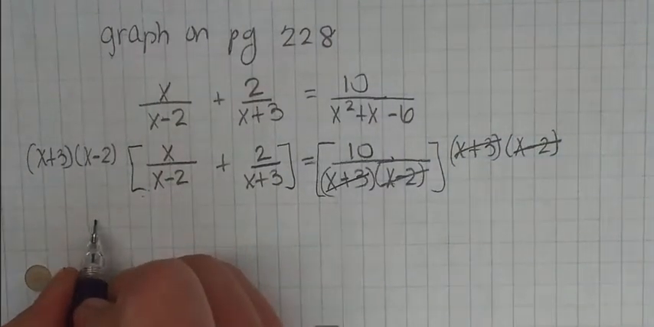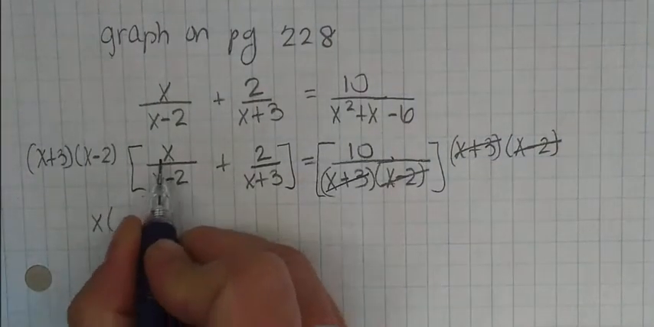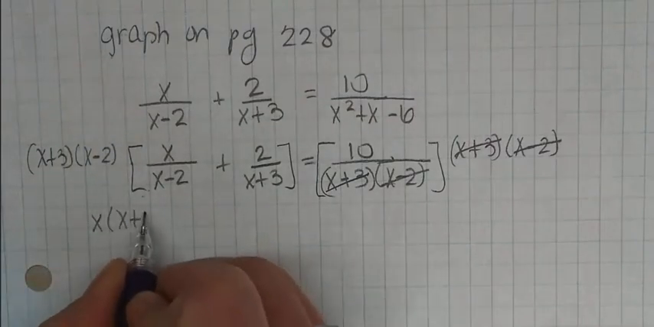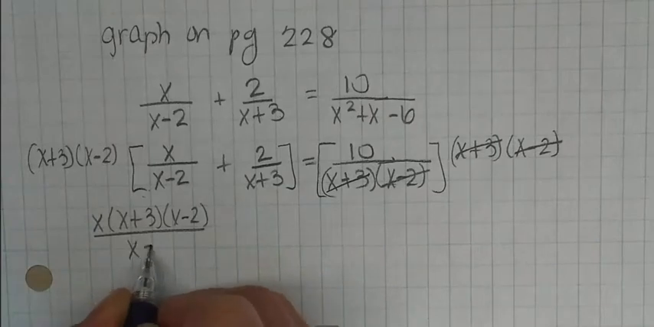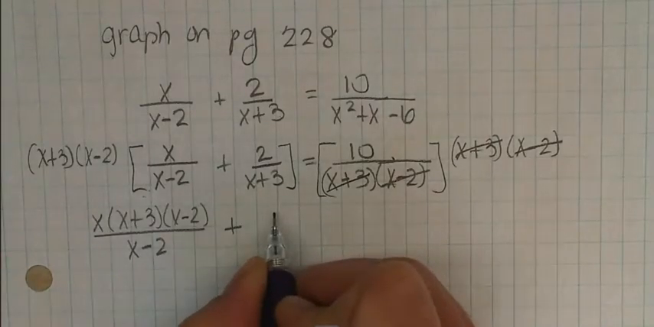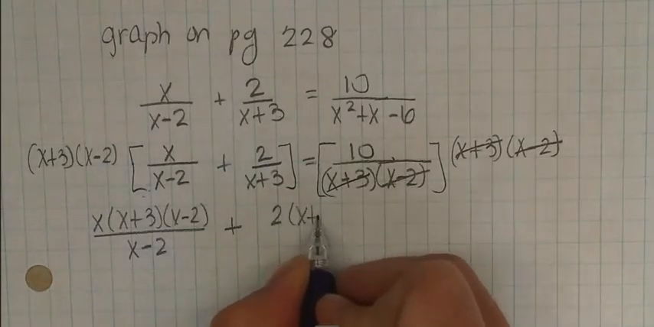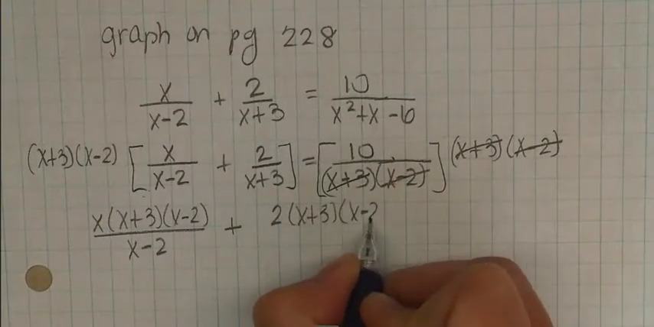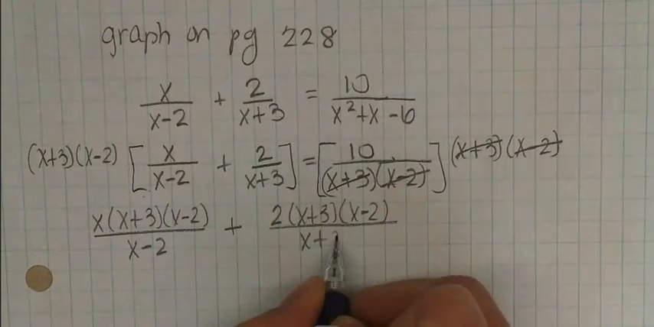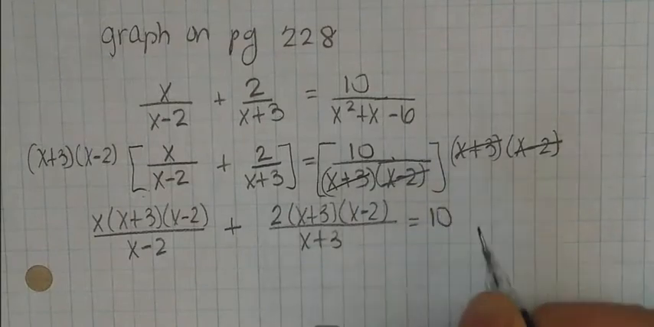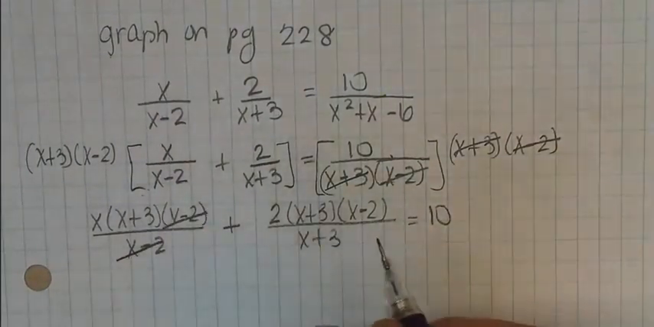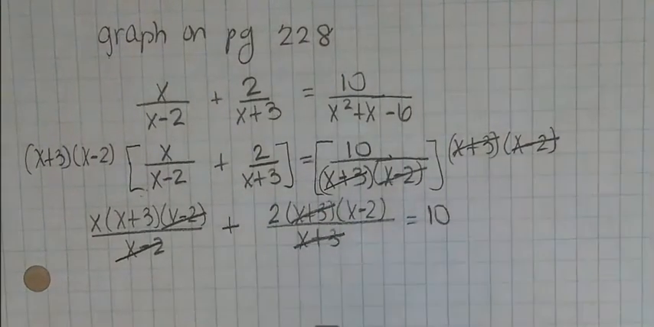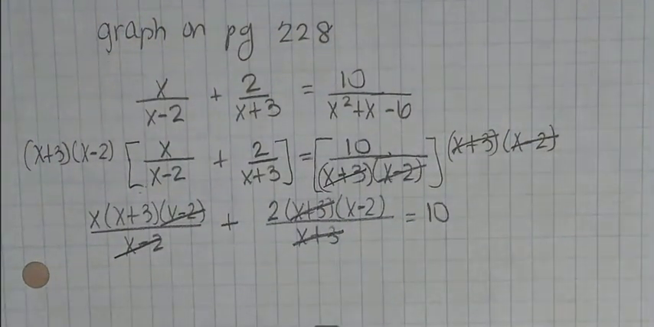But on the left side, to be really careful, I'm going to rewrite it. So x times that quantity, x plus 3, and x minus 2 over x minus 2 plus 2 times those two quantities over x plus 3. And what this does is it allows me to really see what is reducing here. Because it's so silly when we make those silly mistakes. You know, we should be making the mistakes on the hard stuff, not the easy stuff, okay?